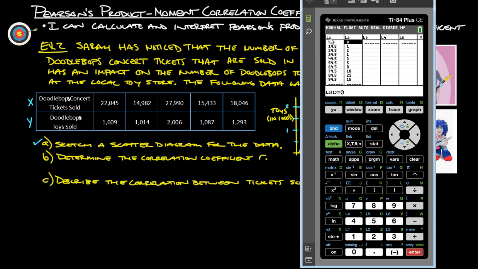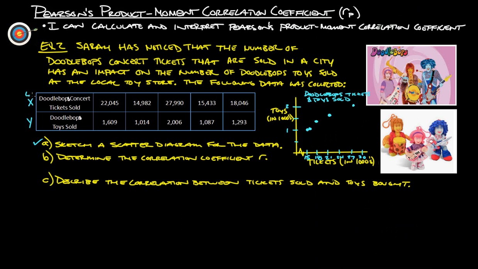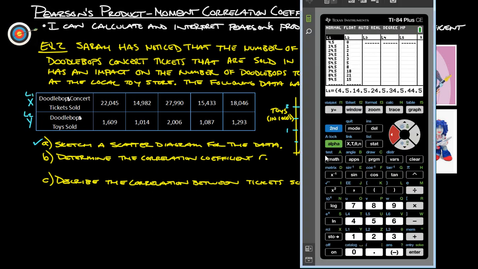Okay, so we'll do stats, and we are going to edit our data. Right now we have L1 and L2, and there's stuff in there already. This X here is going to be L1 and this Y is going to be L2. Right now we got a bunch of data in there. Instead of going through and deleting everything, all you do is just highlight the list.